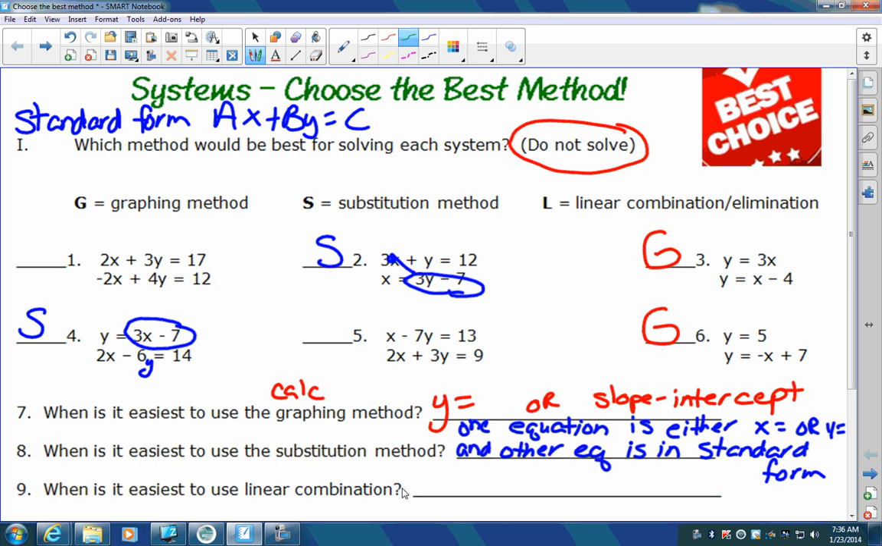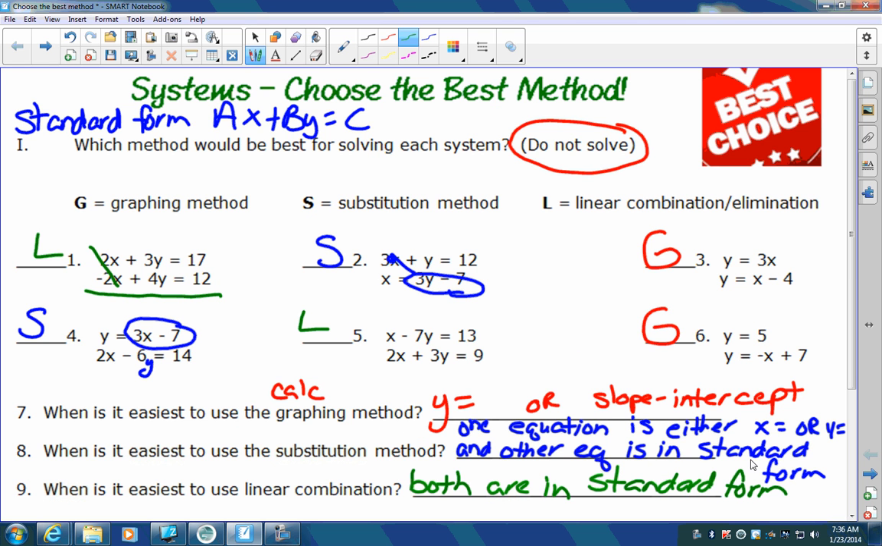Easiest way to use linear combination is if both are in standard form, which is 1 and 5. Remember, because like 1 right here, the x's cancel out. You'd get 7y equals 29.